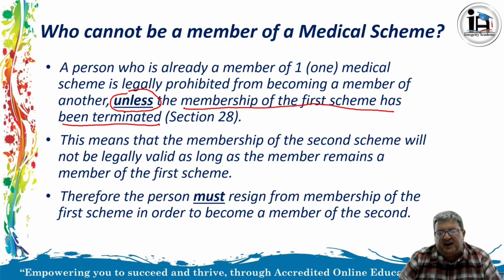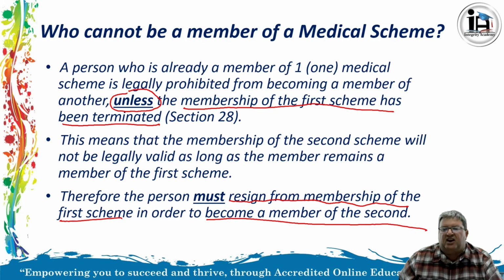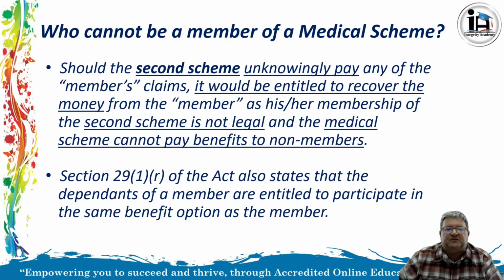So if this one ends on the 31st of January, the other one must start the next day on the 1st of February. This means that the membership of the second scheme will not be legally valid as long as the member remains a member of the first scheme. You cannot belong to two schemes. It's either one or the other one, but not two. Therefore, the person must resign from membership of the first scheme in order to become a member of the second scheme. That's the only way they will allow you.